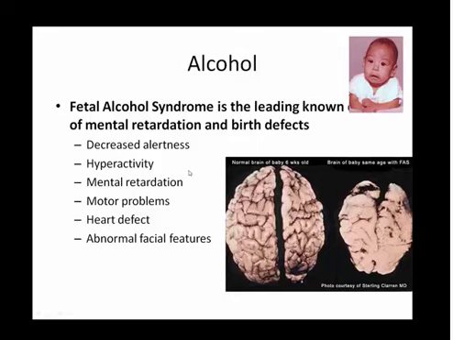Decreased alertness, hyperactivity, mental retardation, motor problems, heart defect, abnormal facial features. Like I said, the thing to think about when you're pregnant, and I don't think that this is stressed enough, is you are giving that baby the brain that it will have for the rest of its life. And certainly we know from the 5 schools of psychology we may be able to influence that, but we're not sure how much.